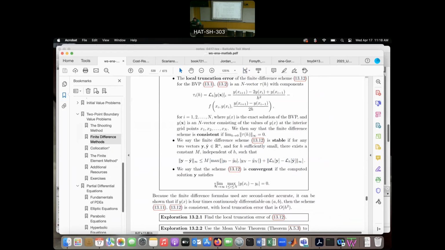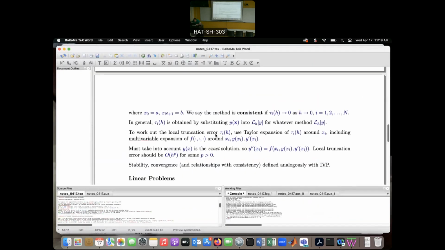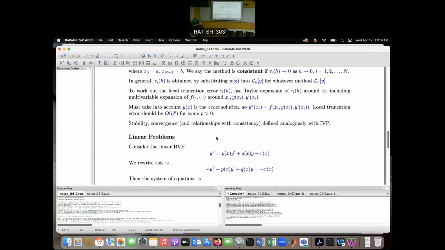And then for convergence, the same as for initial value problems, the difference between the exact solution and the computed solution at every point goes to 0 as the number of grid points goes to infinity, as h goes to 0. It can be shown that the method I've shown you is consistent, it is stable, and therefore it is convergent. So we're going to look at linear and nonlinear problems separately because the approaches for solving the system of equations that I've defined are going to be very different in those cases.